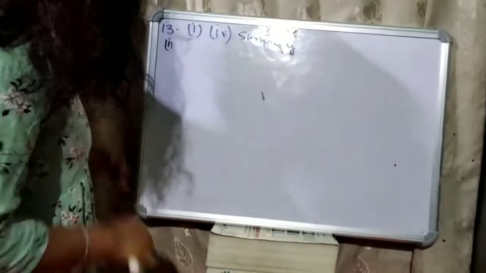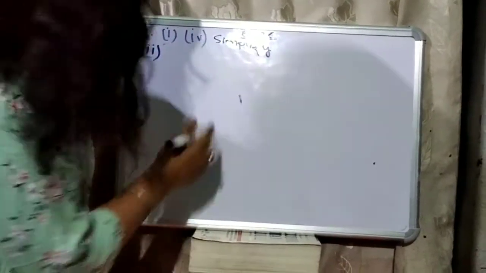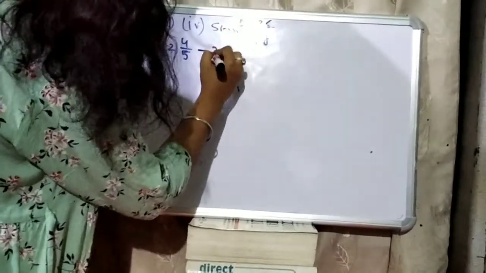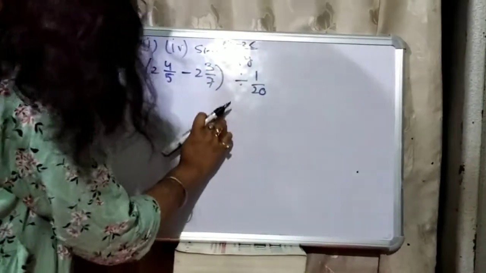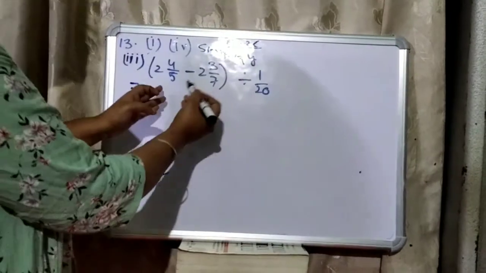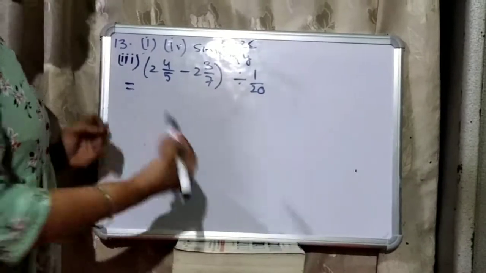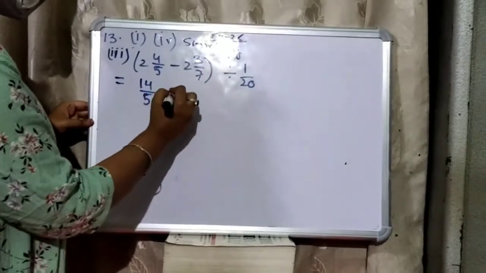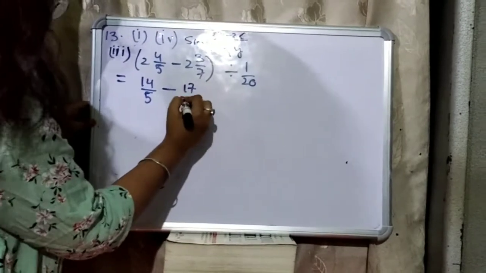Now the next question is question number 3. It's also a maths problem. Question number 3 is given: 2 4 by 5 minus 2 3 by 7, bracket, divided by 1 by 20. First you will convert this mixed fraction into an improper fraction. How? 5 twos are 10, 10 plus 4 is 14, so 14 by 5. Minus: 7 twos are 14, 14 plus 3 is 17, so 17 by 7.